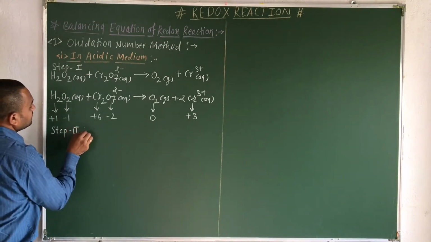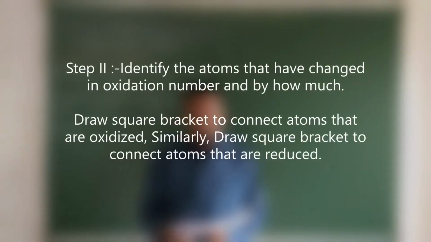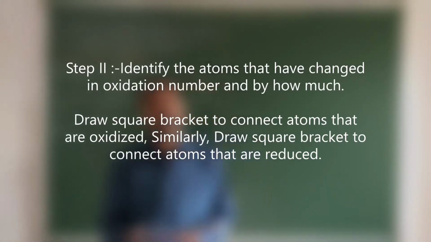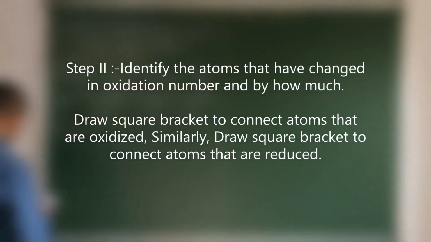Step number second: identify the atoms that have changed the oxidation number and by how much. Draw the bracket to connect the atom of the element that undergoes oxidation, and similarly draw the bracket to the atom which undergoes the reduction one. So this is again a very simple step. Now how can we do this one?